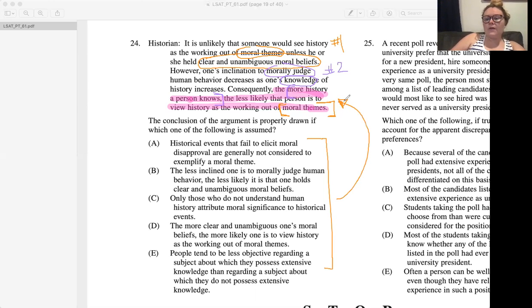Now, for those of you that like diagramming, let's go ahead and diagram this so that you can see where the hole is. But I'm going to actually start by diagramming our conclusion. So our conclusion is the more history a person knows, the less likely that person is to view history as working out of moral themes. So we don't have moral themes.